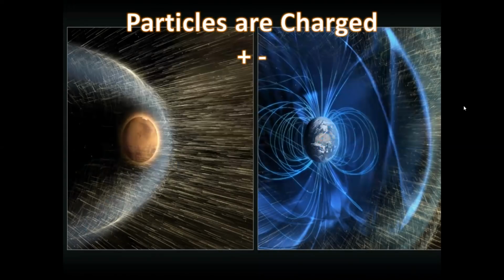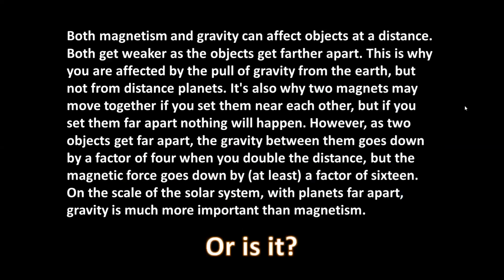So particles change from positive to negative. We know that. We can measure it. We can actually see it. We have it here in the aurora borealis. All right, so both magnetism and gravity can affect objects at a distance. Both get weaker as the objects get further apart. This is why you are affected by the pull of gravity from the Earth, but not from distant planets.